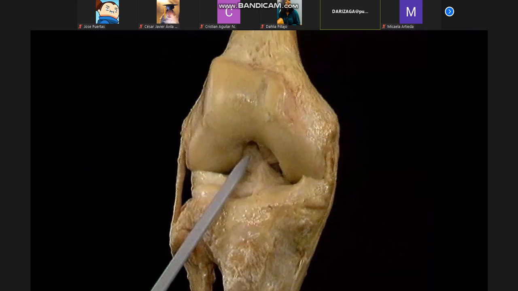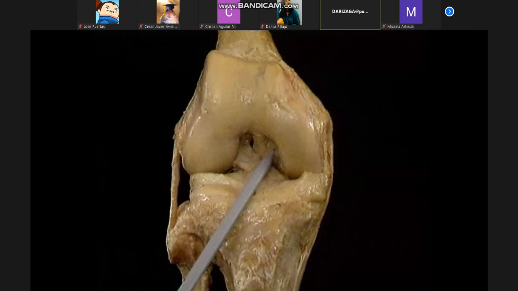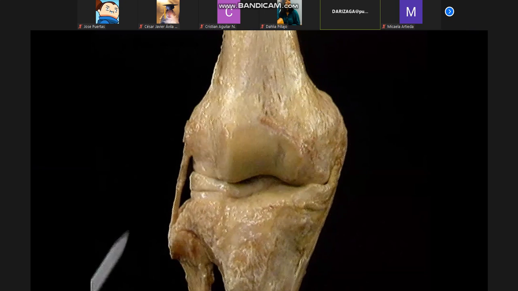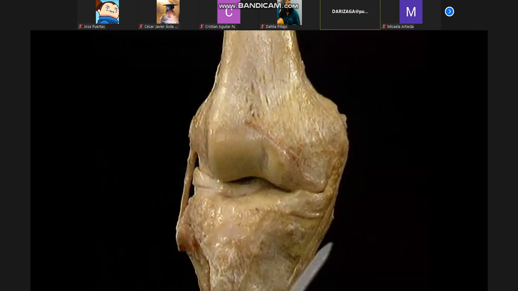Now let's look at the two pairs of ligaments which hold the bones together at the knee joint. The two cruciate ligaments on the inside and the two collateral ligaments on the outside. We'll look at the cruciate ligaments first. They're the important structures which prevent forward and backward movement of the femur on the tibia. Their name comes from the fact that they form a cross, like this.